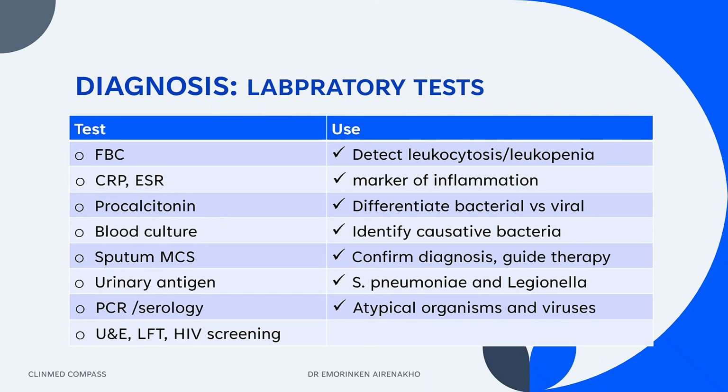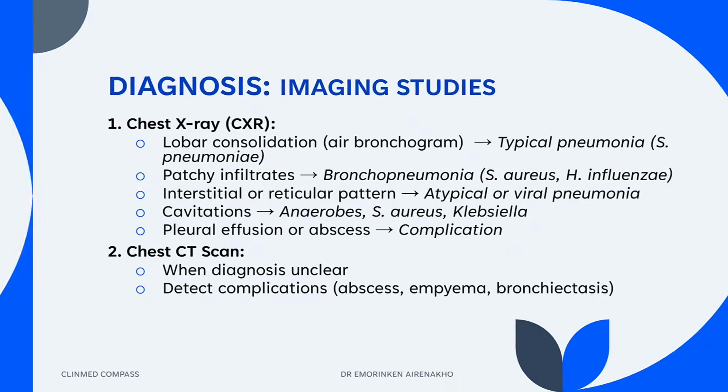Urinary antigen, a rapid test for Strep pneumoniae and Legionella. Polymerase chain reaction or serology for atypical bacteria and viruses. Electrolytes, urea, creatinine, liver function test, HIV test. They assess comorbidities and immune status.